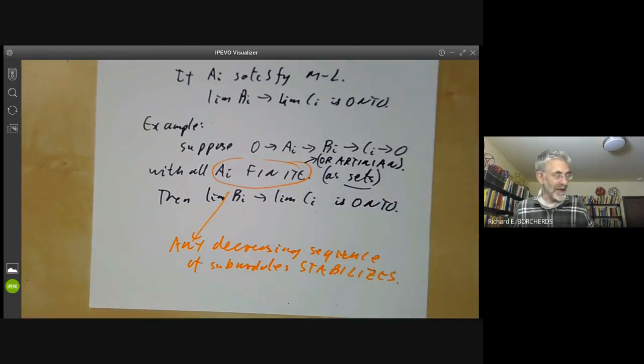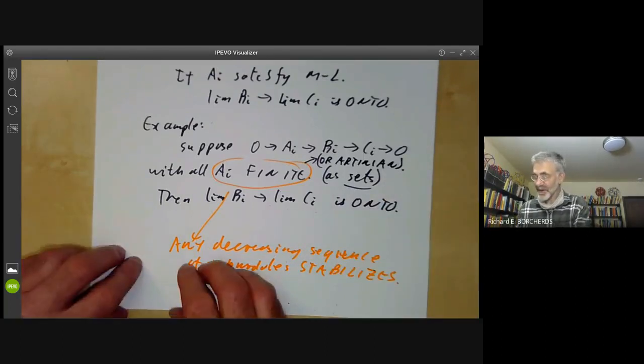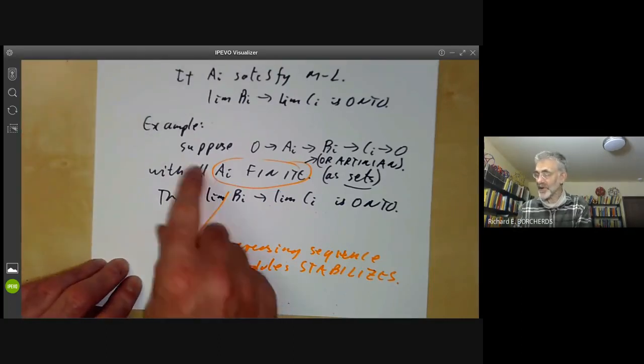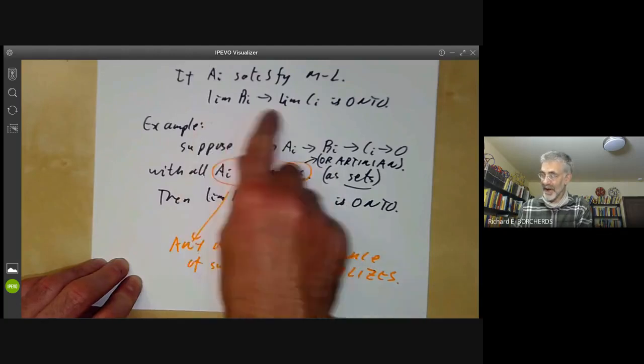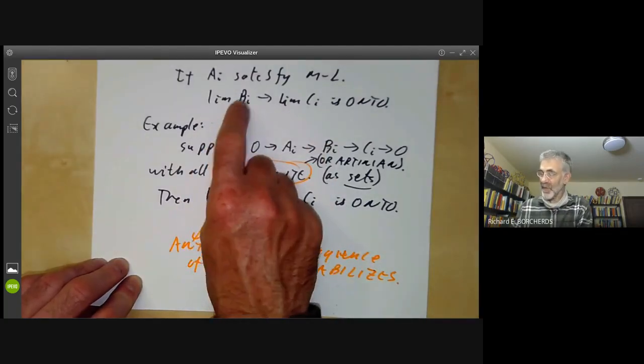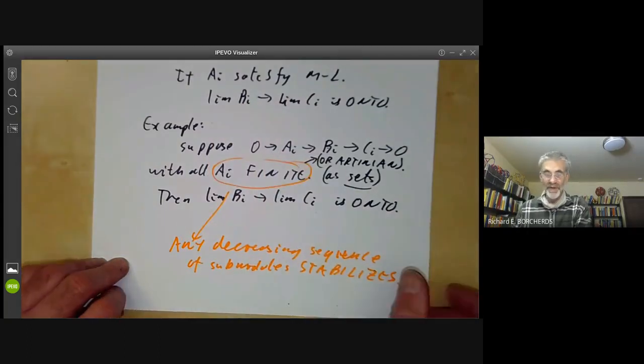Okay, next lecture we'll be moving on to study completions, and during our study of completions, we will need this result about when a limit of modules maps onto a limit of modules.